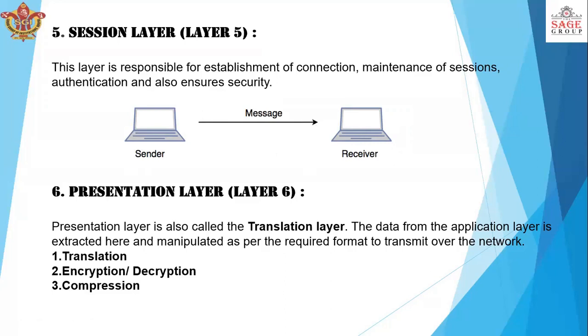Next is the presentation layer. The presentation layer is also called the translation layer, in which the data from the application layer is extracted and manipulated into the required format to transmit over the network. It handles data translation and encryption and decryption of data. Decryption translates the data into another form of code. The encrypted data is known as ciphertext, and decrypted data is known as plain text. A key value is used for encrypting as well as decrypting data. Third is compression. It reduces the number of bits that need to be transmitted on the network.